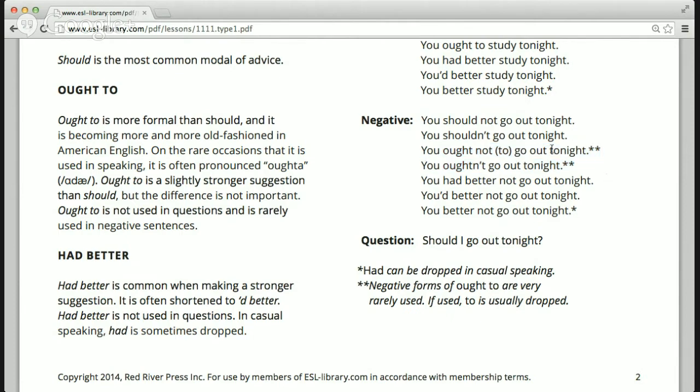So notice here we have our subject, modal. Not goes in between our modal and our verb. Same thing with you had better. Our modal is had better. We aren't going to say you had not better go out. It goes in between the modal, which is the two words, had better, and go. Right here, not. Very good.